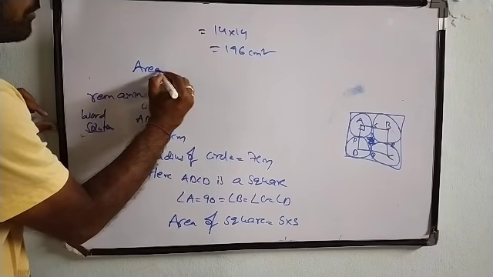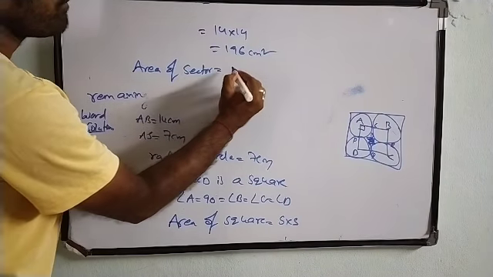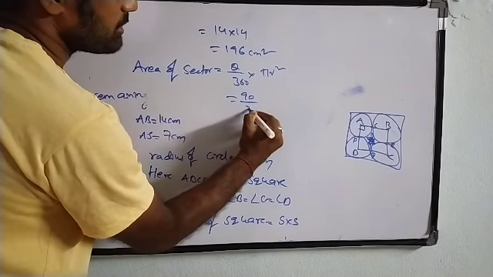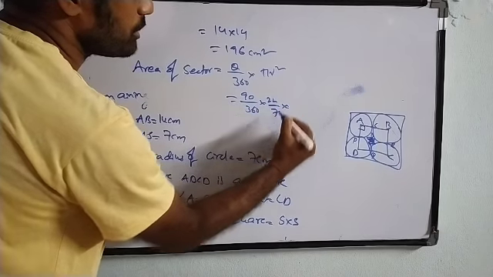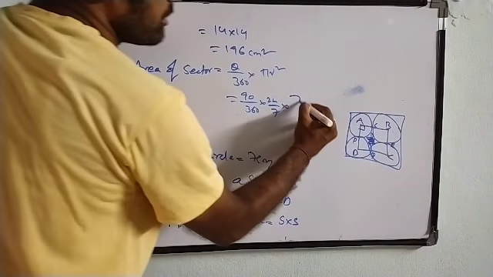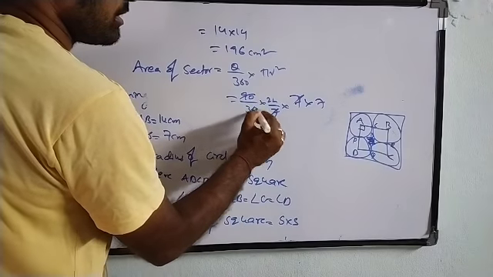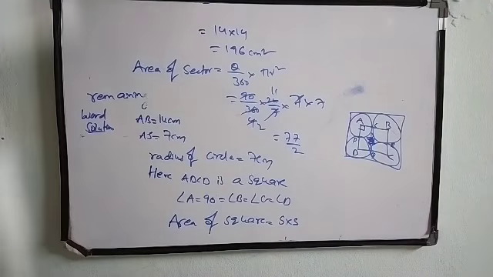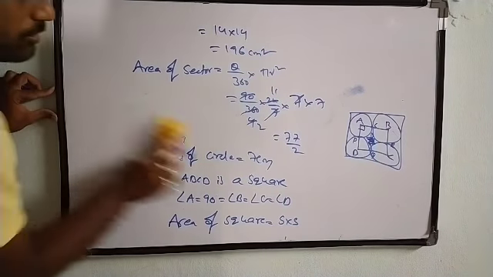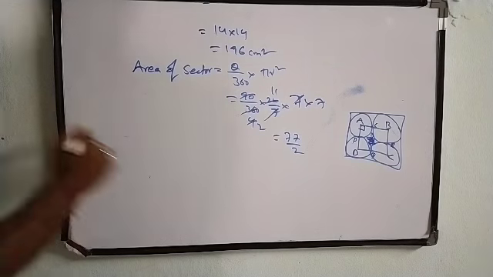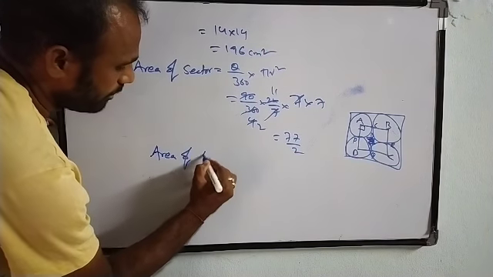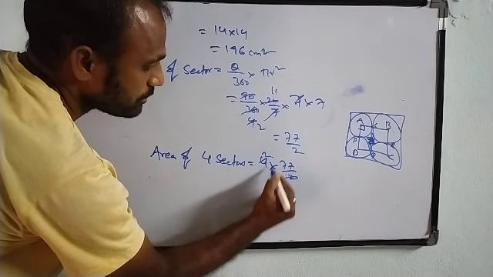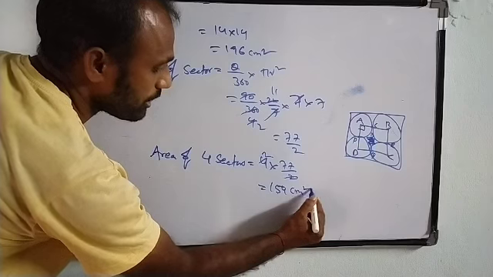Next, area of sector. The formula is theta by 360 into pi r square, which is 90 by 360 into 22 by 7 into r square. The radius is 7 here. So 7 into 7, the 7s get cancelled. 4 2s are 8, 2 11s are 22. So it is 77 by 2. So this is for one sector. Like that we have totally 4 sectors. So the area of 4 sectors is equal to 4 into 77 by 2, which is 154 centimeter square.